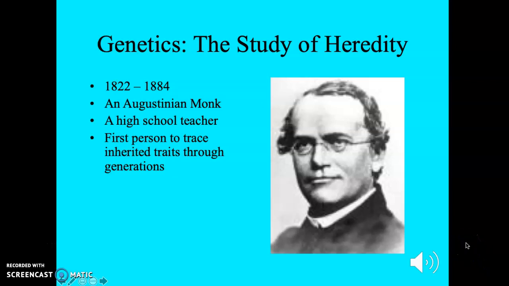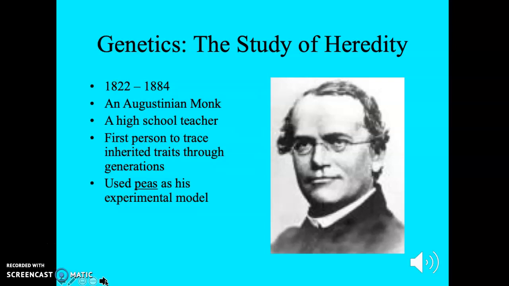So this is a picture of Gregor Mendel, who we call the father of genetics. He was an Augustinian monk and a high school teacher. He liked to keep pea plants. If you've never seen a pea plant, you should Google it, but they have lots of different colors of flowers. Some are white, some are red.